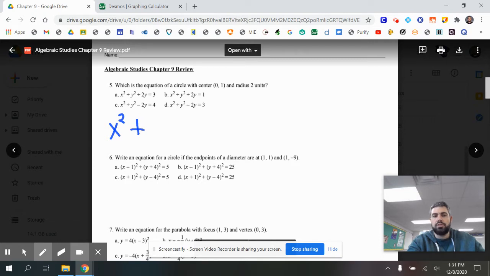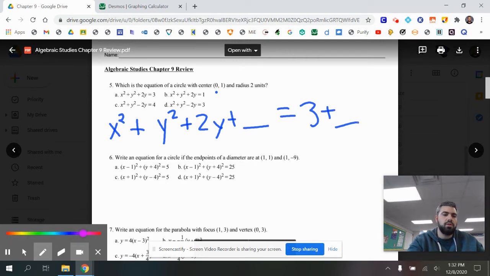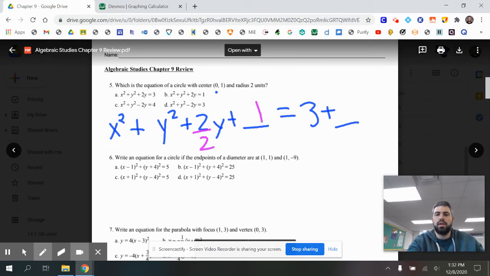So we know for sure, if that's the case, that it's going to just be x squared because it's 0. So it's going to be x minus 0, which is fine. We don't have to put anything in there. And then y minus 1. Well, I have a good feeling about A because I have 2y right there, right? So I'm going to say y squared plus 2y, plus something equals 3 plus something. What's half of 2? It's 1. 1 squared is 1, and 1.